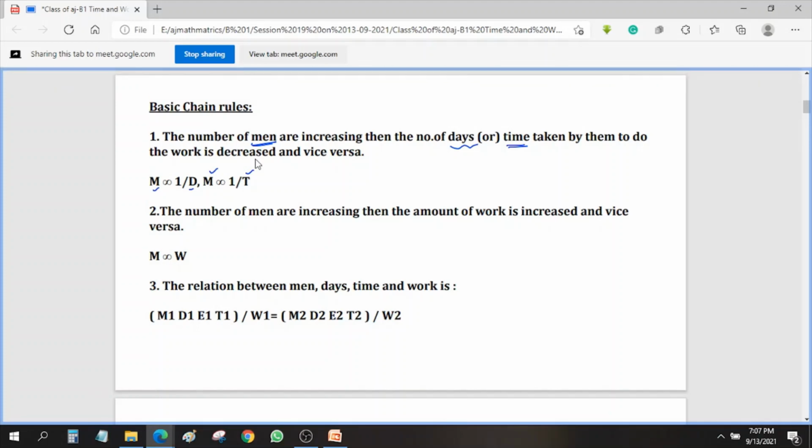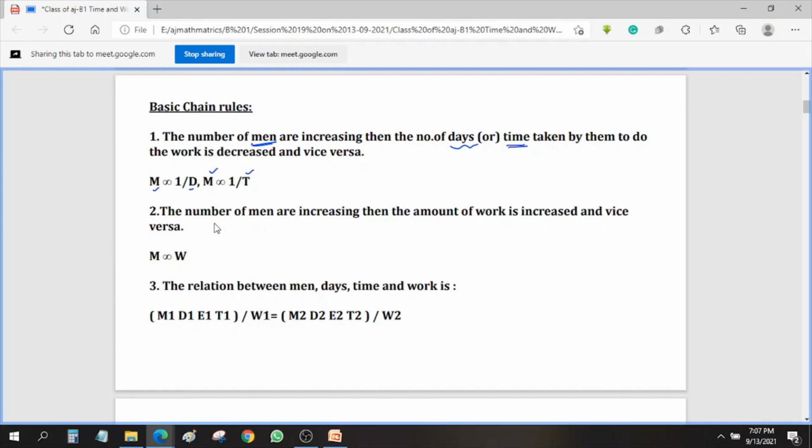So what we can understand, if we take any work, for example, the construction of a building or a bridge, so for example, if 10 men can construct a building in 20 days, if men are increasing, obviously the efficiency is increasing, the number of days will be decreased. That is a simple common thing we need to understand. So if men are increasing, days should be decreased, which means that men and days are inversely proportional.